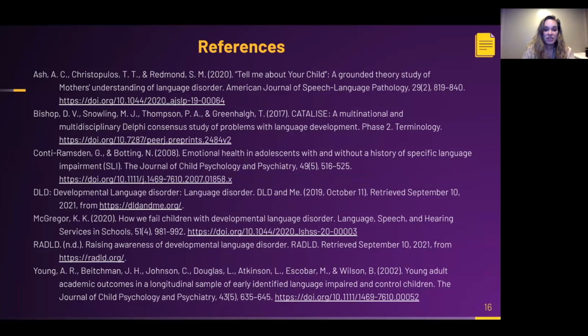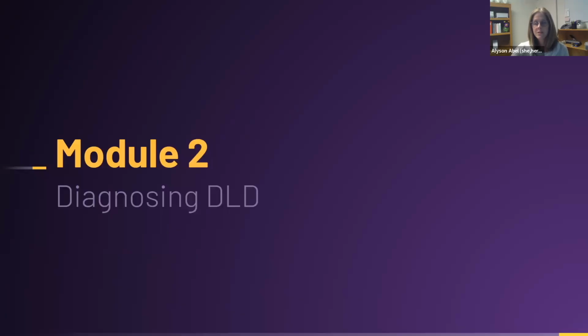Here are the references associated with Module 1. In the next module, you will learn how you can use the term DLD in your clinical work. Moving on to Module 2, let's discuss more about how you can identify DLD and how a DLD label works within the school and private practice systems.